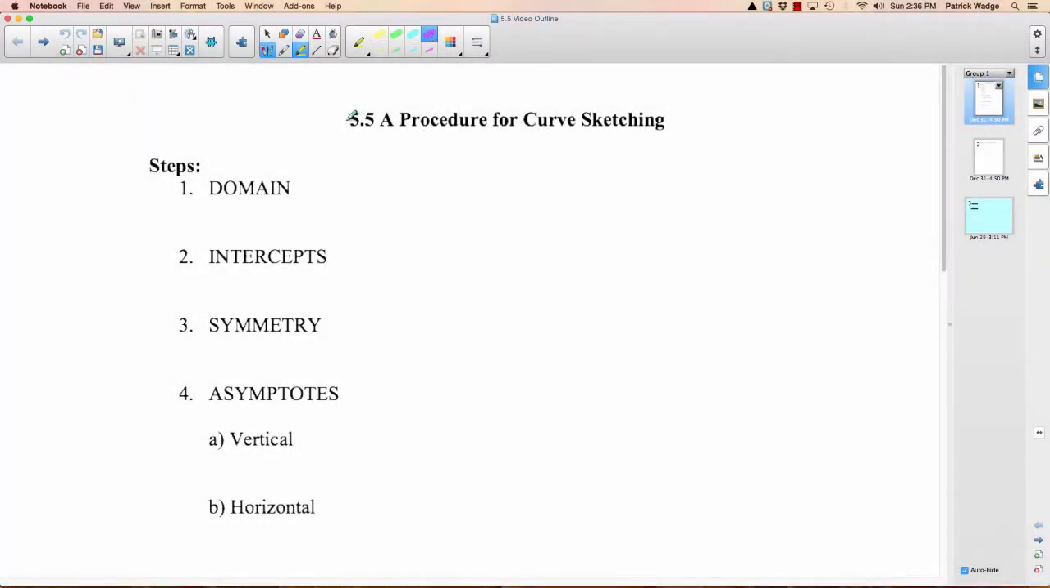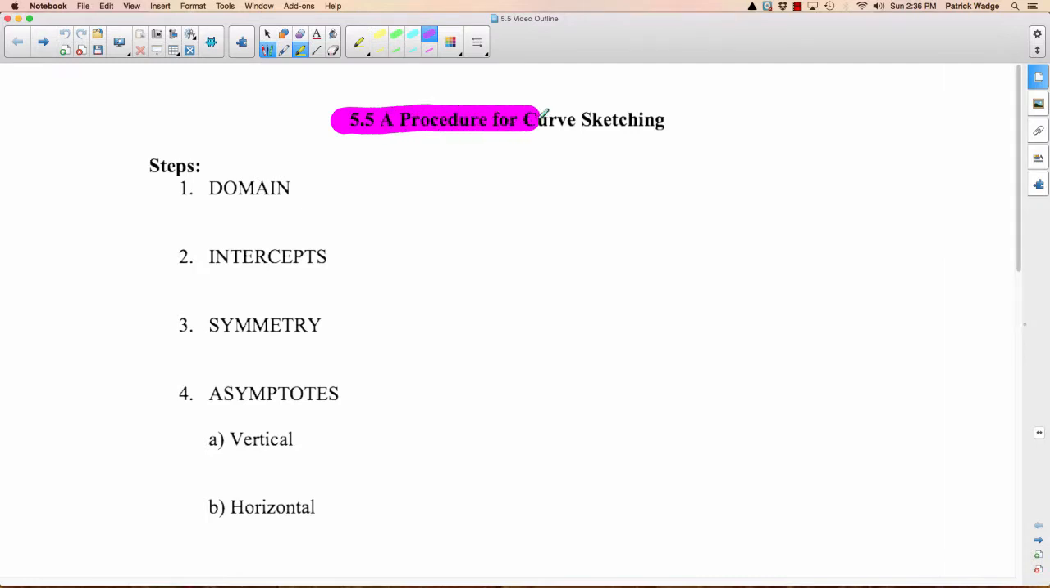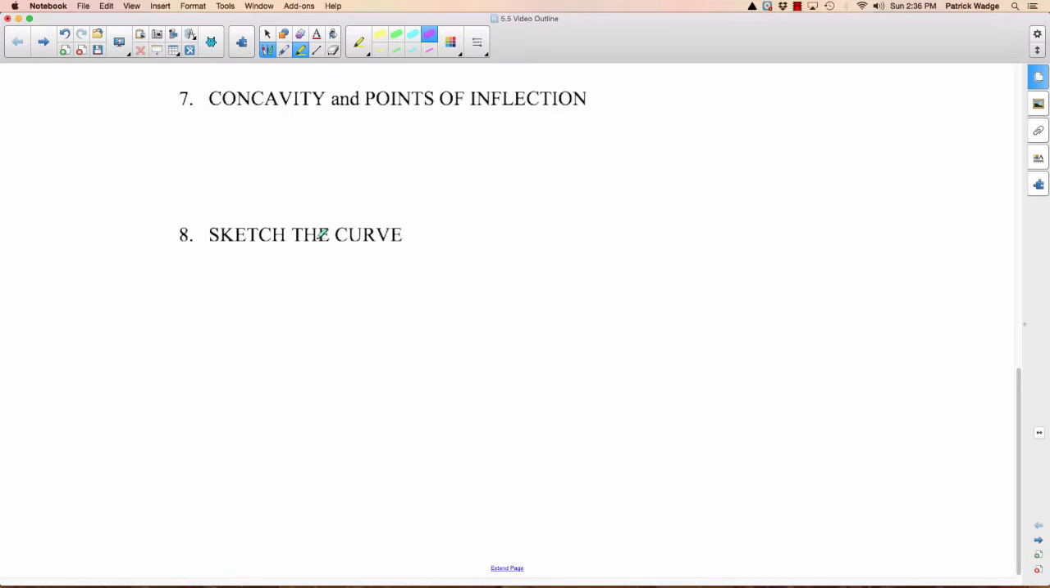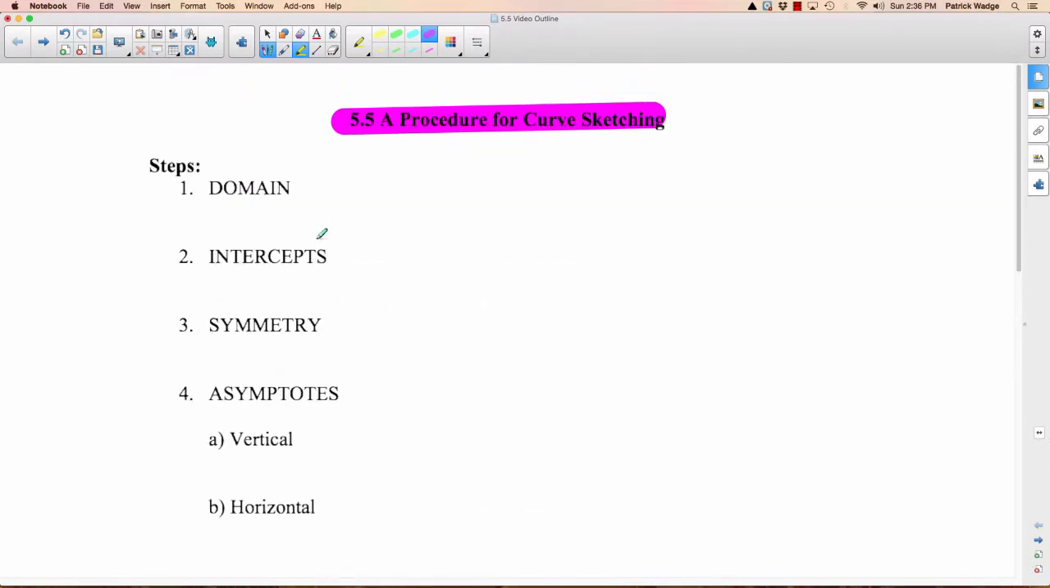Okay, section 5.5 is called a procedure for curve sketching. And good news, there's only one question to do here. But hold on, it is the biggest question you will ever do in high school math. We're going to sketch a curve, and it's going to be a complicated curve, and you're going to go through all these steps before you actually get to the curve. So there's a lot to write down here. To start, you're going to have to take a whole bunch of notes.